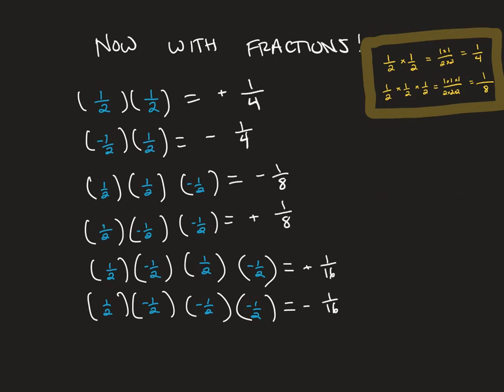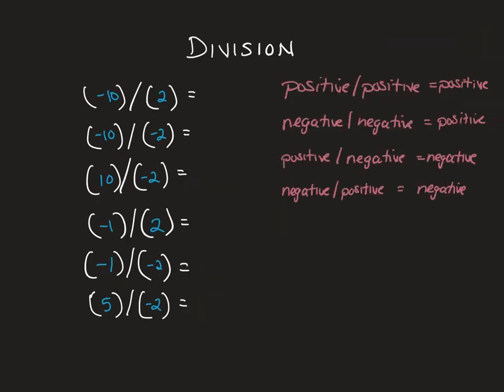Here are my results in order. I had positive 1/4, then a negative 1/4, then a negative 1/8, then a positive 1/8, then a positive 1/16, then a negative 1/16. And again, because we don't have to put a sign in front of positive numbers, if I remove the positives from the 3 positive results here, my answers are still correct. If it's a negative number, your result that is negative, you need to retain that negative sign, otherwise your answer is incorrect. Let's now take a look at division.